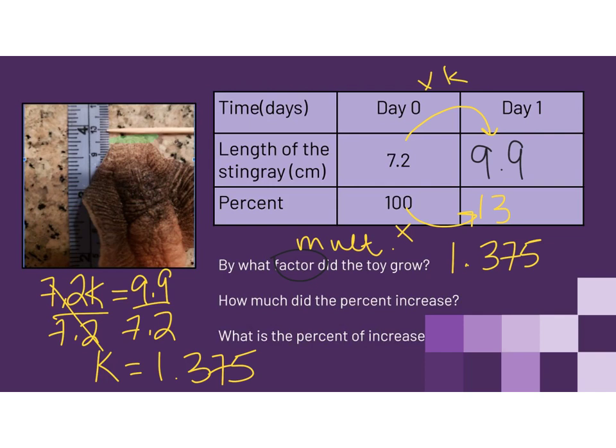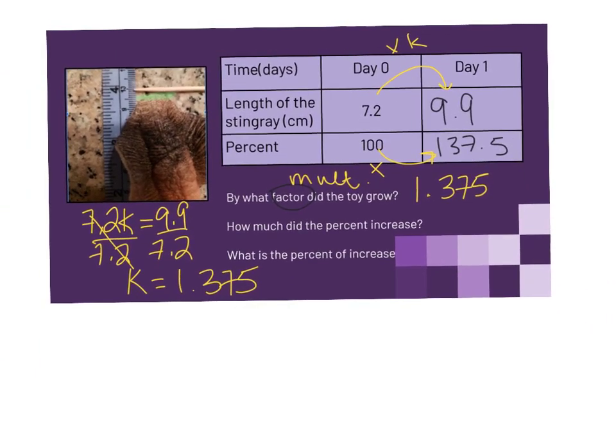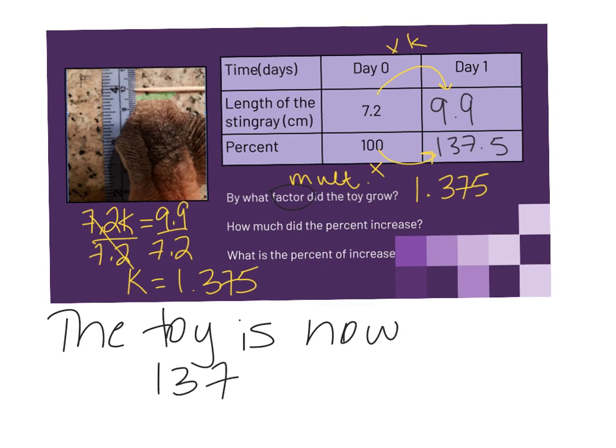Let me use a black writing tool in here so you can see. So 100 times 1.375 is 137.5. Okay, so it is 137.5% of the original. Let me write that somewhere. I think I can squish this table down a little bit. So let me write that sentence. The toy, or stingray, is now 137.5% of the original.